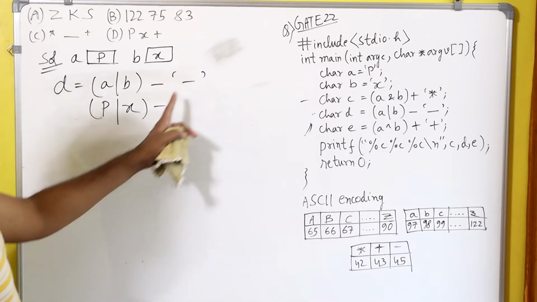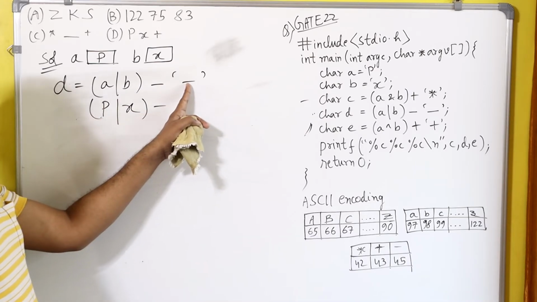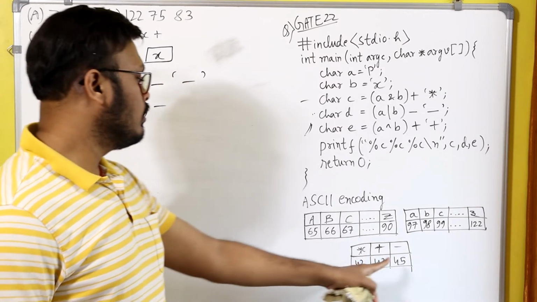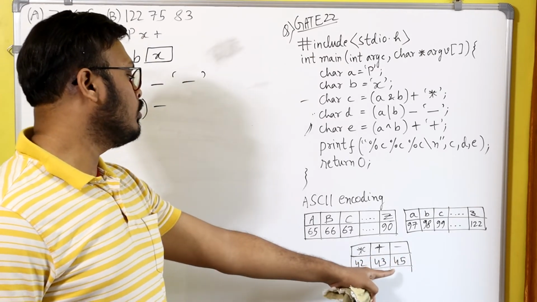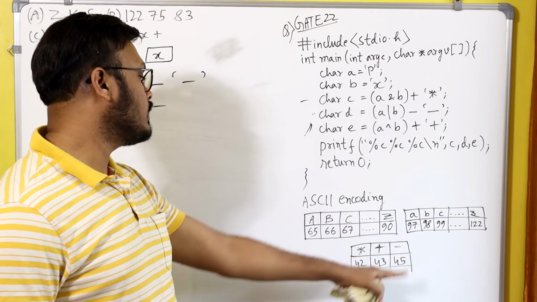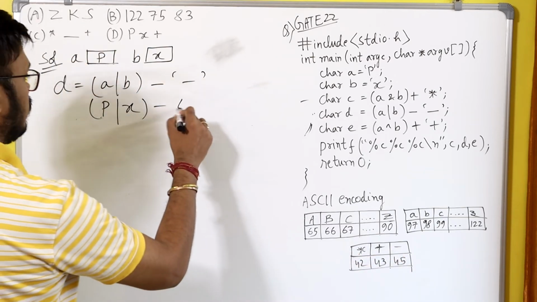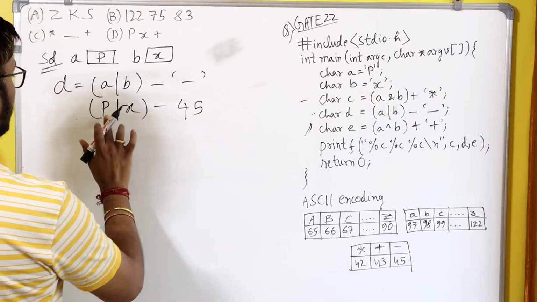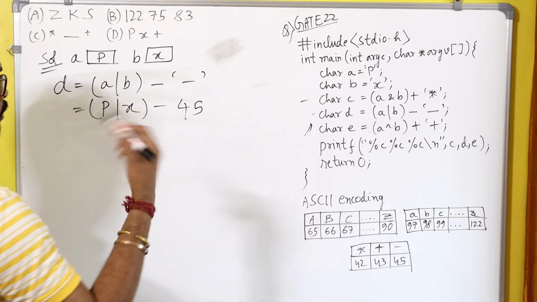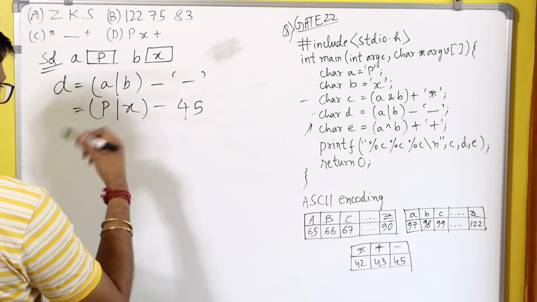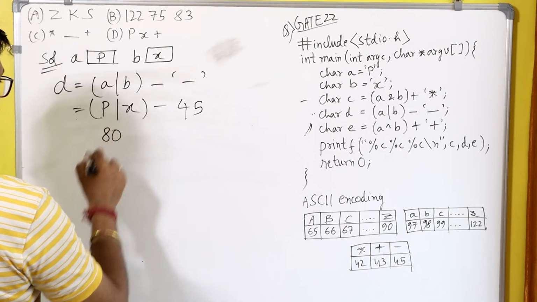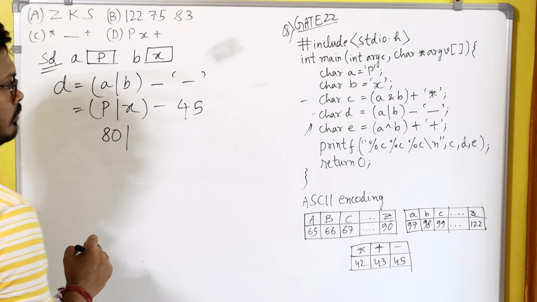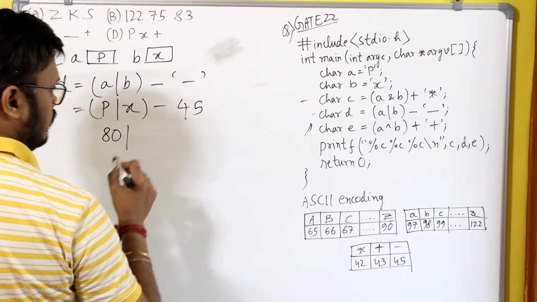Minus. So here you see this minus is written within single quotes. It represents a character. Okay. So what is the ASCII value corresponding to this character minus? It's 45. Okay. Fine. So now just write out the ASCII value of P. We have calculated it previously. It was 80. Fine. And the ASCII value of X was what? 120.